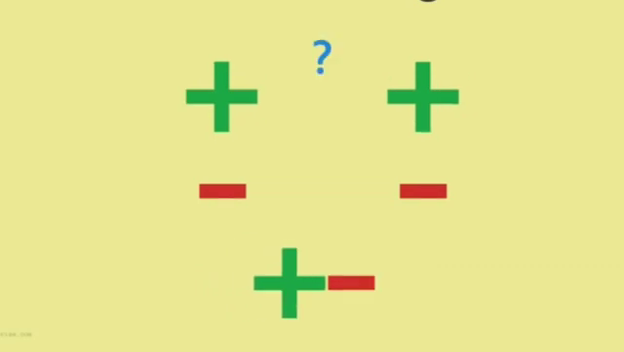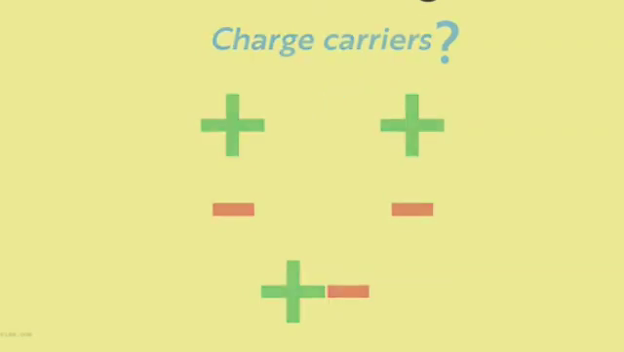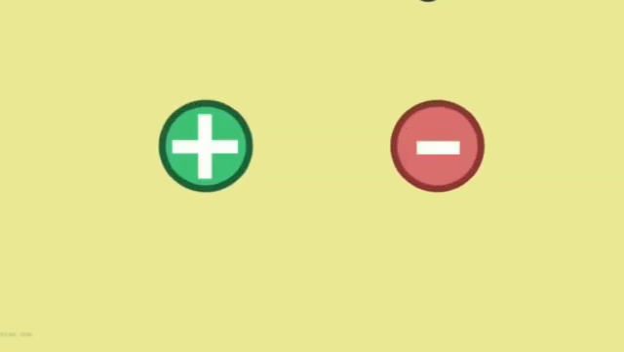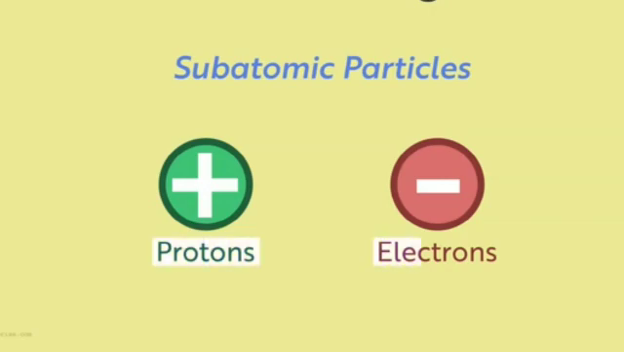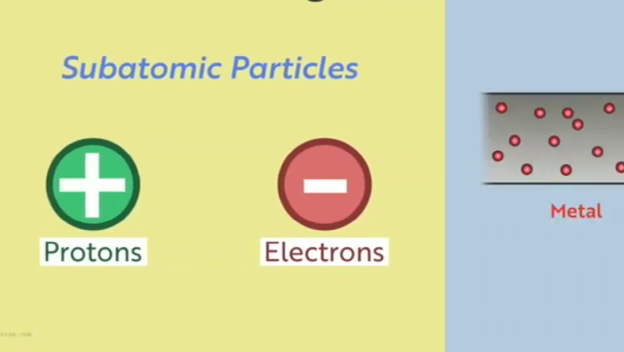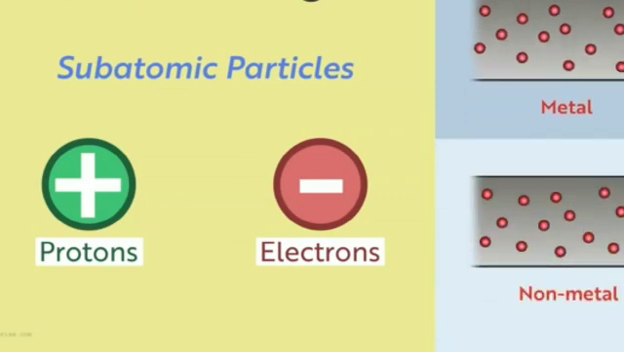What exactly is a charge and who carries this charge? These charges are carried by tiny particles, called subatomic particles. Positive charge is carried by protons and negative charge is carried by electrons. There are a large number of these particles present in the materials that we see around us. In metals, electrons can move randomly, whereas in non-metals, electrons cannot move freely as their position is somewhat fixed.